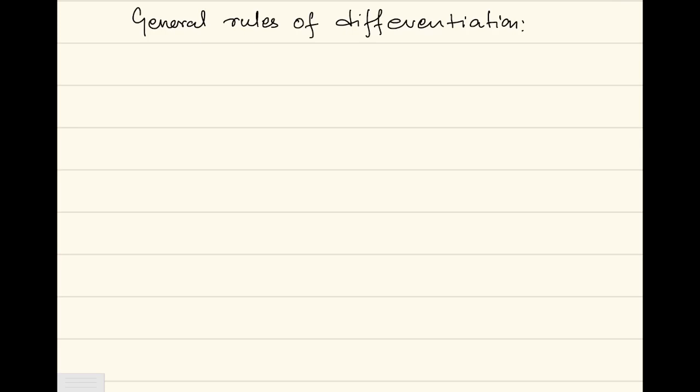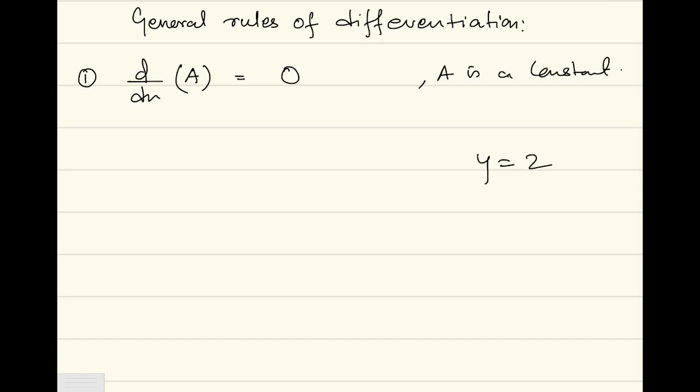These general rules of differentiation are to be copied in your notebook. The first one is ddx of a. Let's say a is a constant. Then ddx of a constant is always how much, everyone? 0. You can justify this by asking what is the rate of change of a constant when there is a change in x. For example, if y equals 2, what will happen to y if there is a small change in x? Since y is not dependent on x, y is always 2 whatever happens to x. That's why there is no change in y even if there is a change in x. That's why we say ddx of a constant will always be how much, everyone?